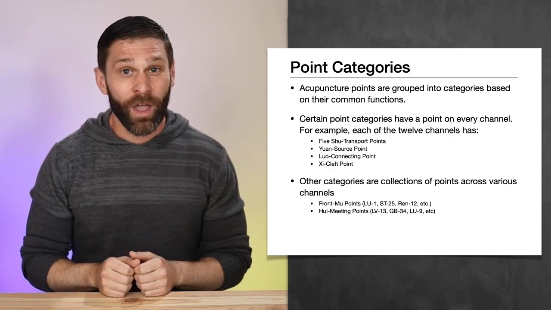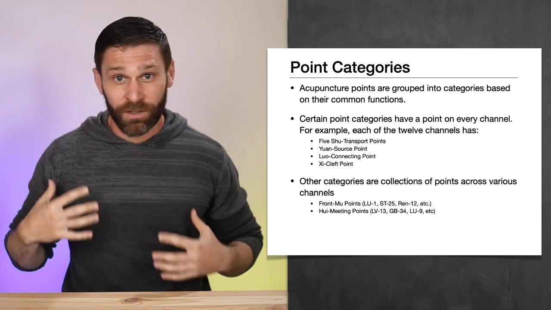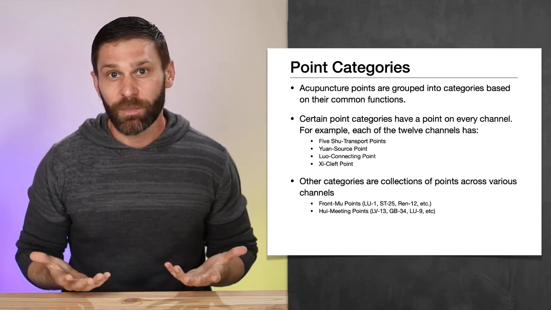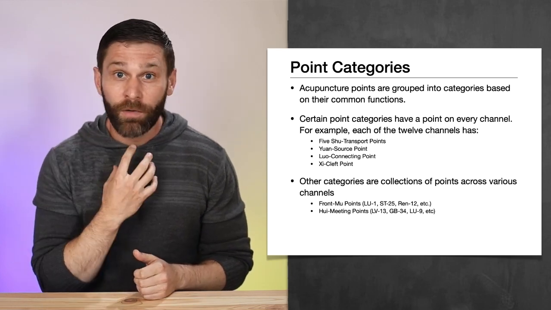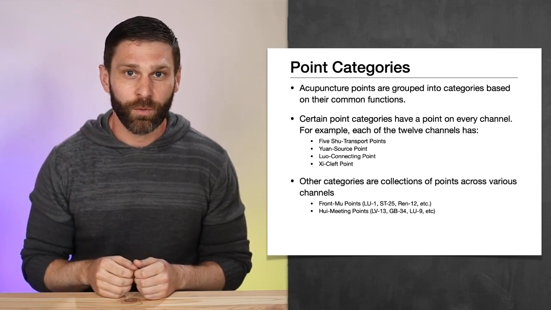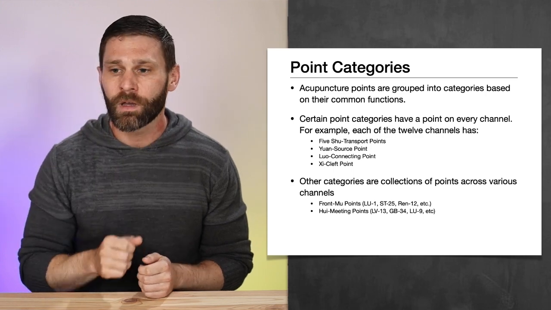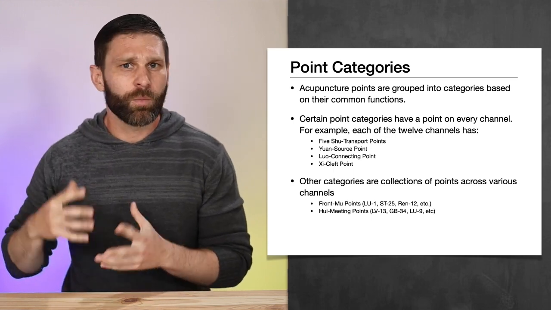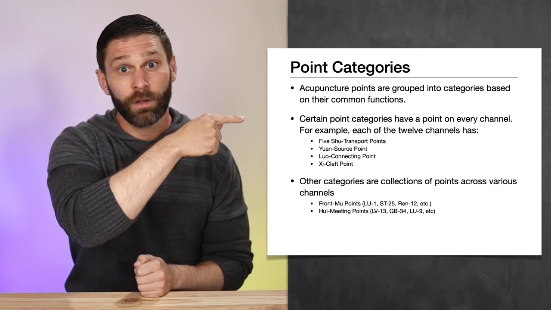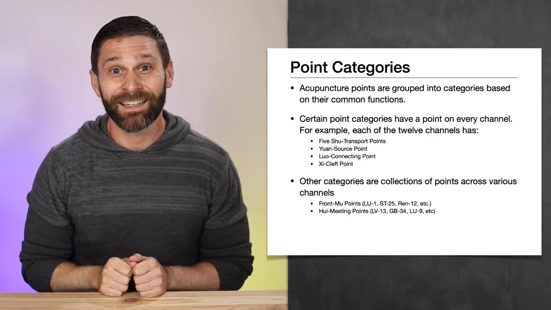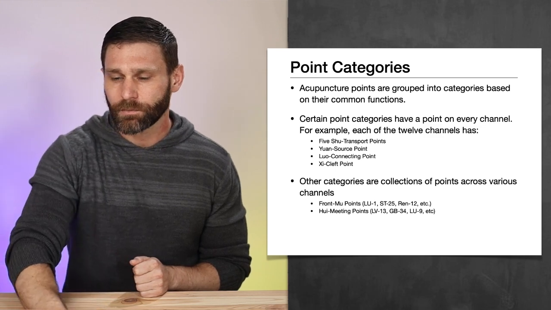When we talk about the Hui meeting points, there are 8 points that are spread all over the body. Sun Si Miao ghost points, Ma Dong Yang heavenly star points, window of heaven points. It's not like every channel has a window of heaven. They're just a group of points across the neck. So those are more spread across other channels. We're going to be talking about the first one, the categories that exist on every channel.